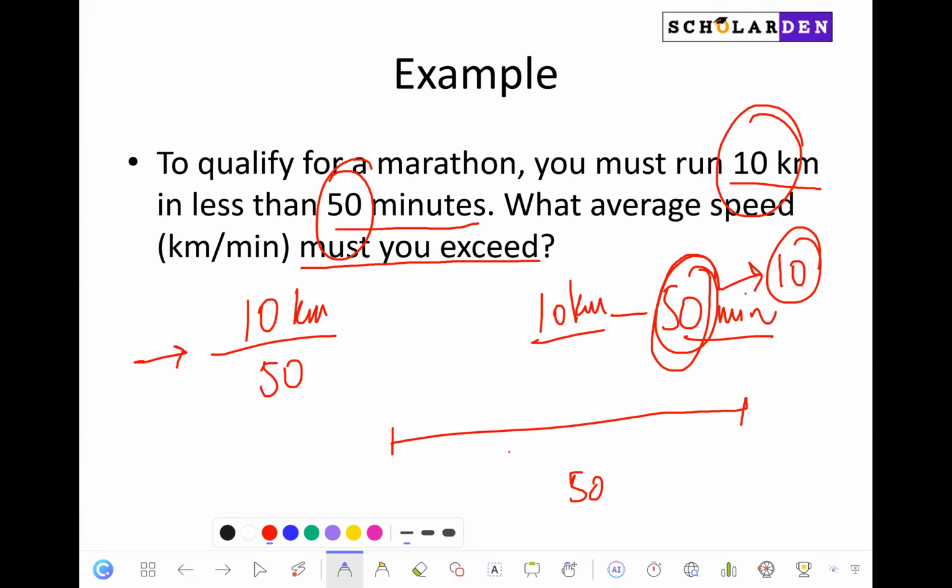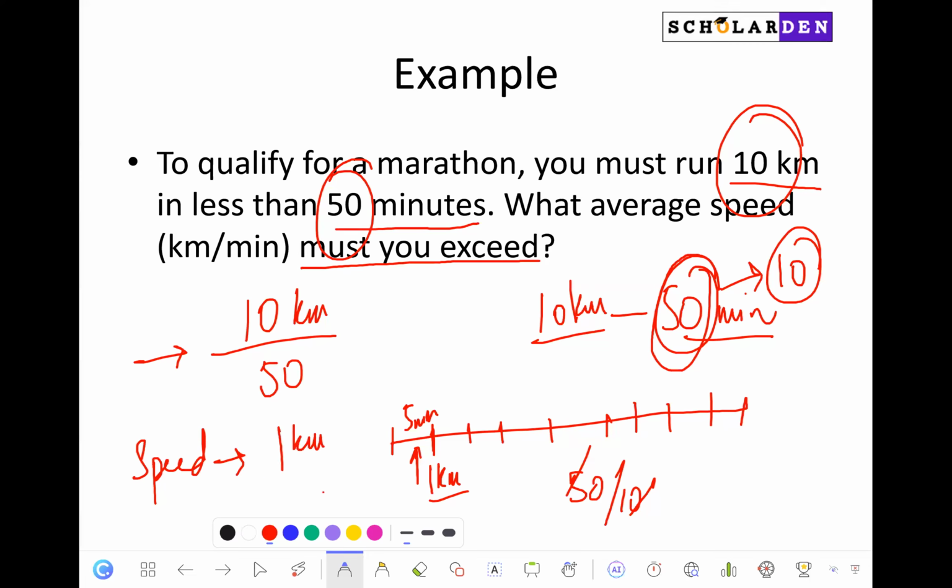And I convert this into 10 equal chunks, meaning for every chunk, I am covering 1 kilometer. So that means this is 50 divided by 10. Each of these chunks is 5 minutes, right? And in 5 minutes, I am completing 1 kilometer. So my speed right now is 1 kilometer over 5 minutes.